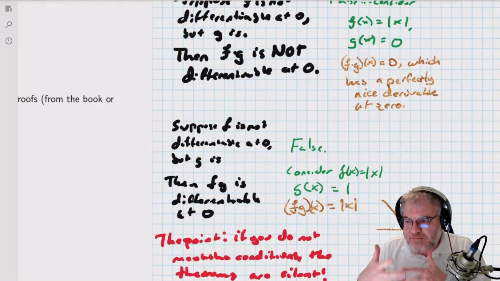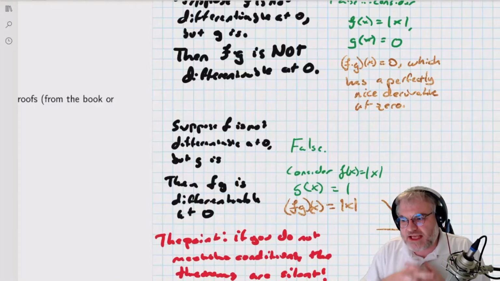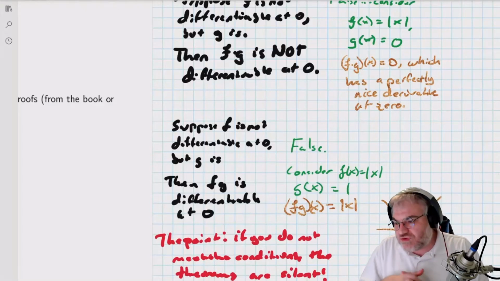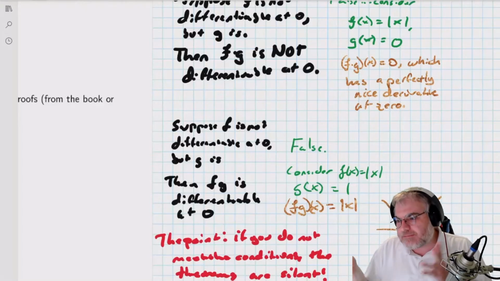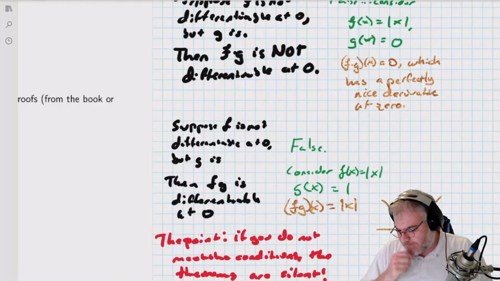And if you can't meet one of the conditions of the theorem, you can't say anything. It could be, maybe not. You just can't say anything. The theorem is silent. You didn't meet its conditions.